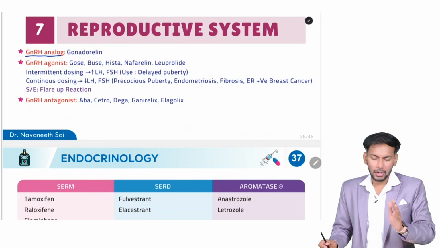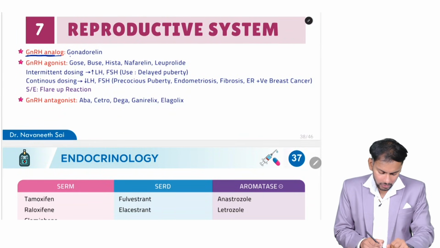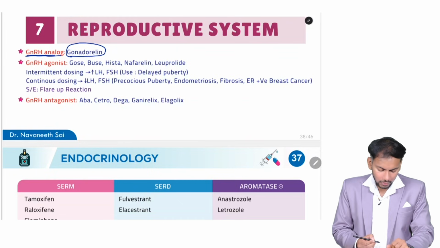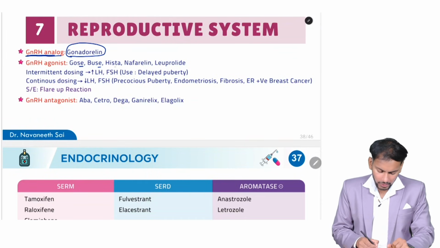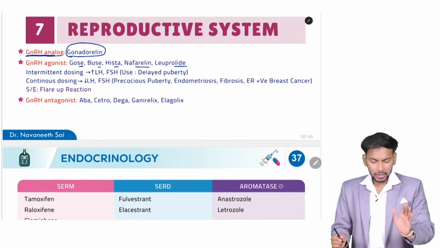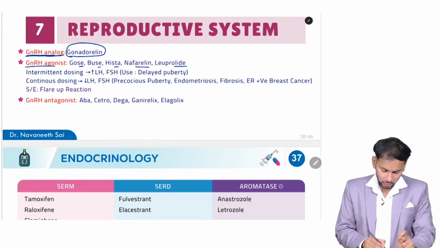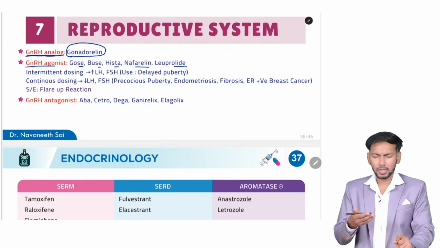This much you already know. Now, what is GnRH analog? That is gonadorelin. Now, we can give GnRH agonists. What are these? Goserelin, buserelin, histarelin, nafarelin and leuprolide. Gonadorelin is GnRH analog. GnRH agonist is relins. Goserelin, buserelin, all these relins.